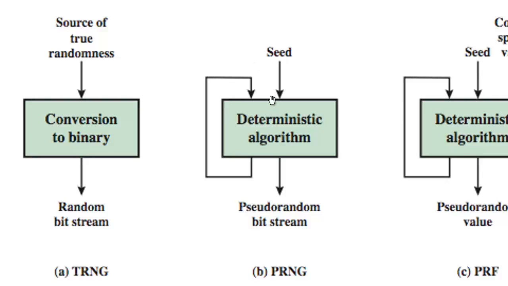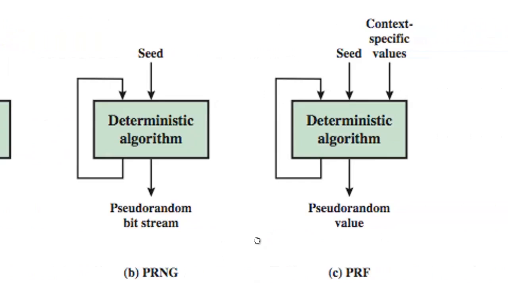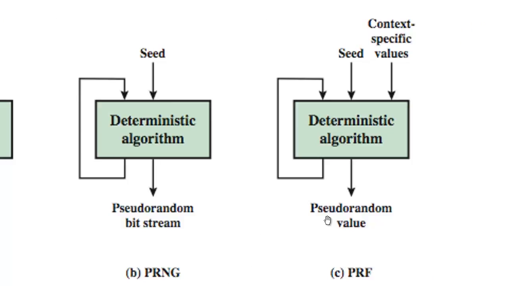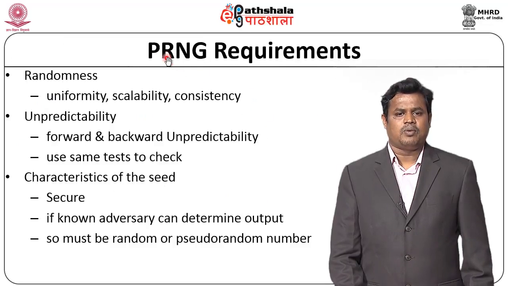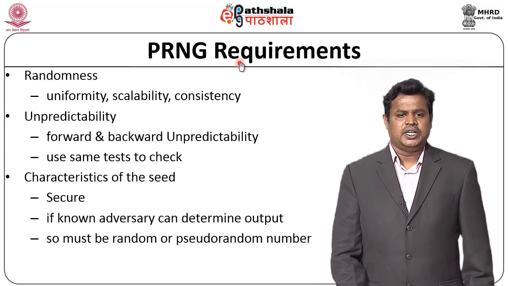So, automatically the process is going to give some pseudo random bit stream. Then I want a pseudo random value seeded with the help of context specific values. Here we are going to use this pseudo random bit stream for generating the key stream. So, what are the requirements if I am going to choose the pseudo random generator?